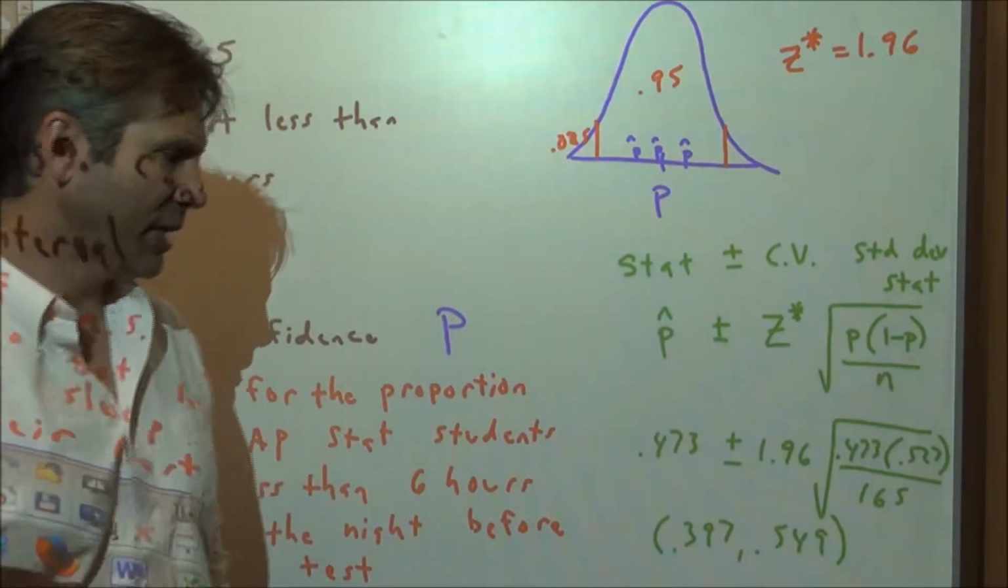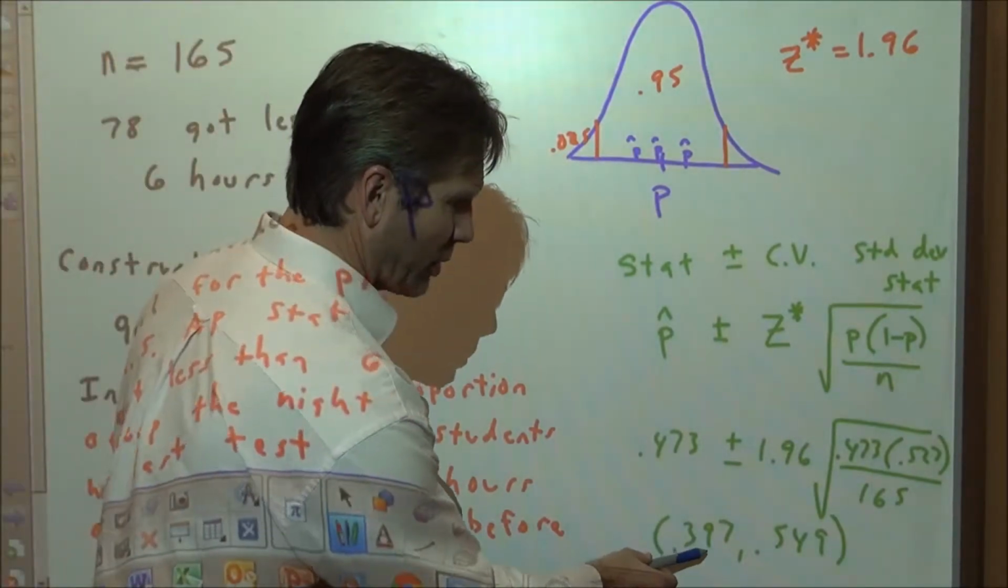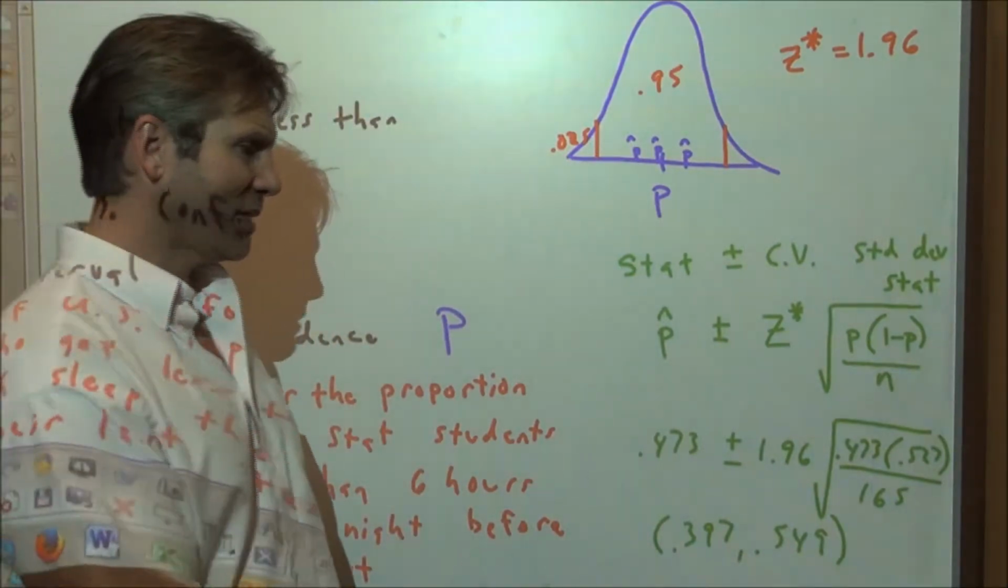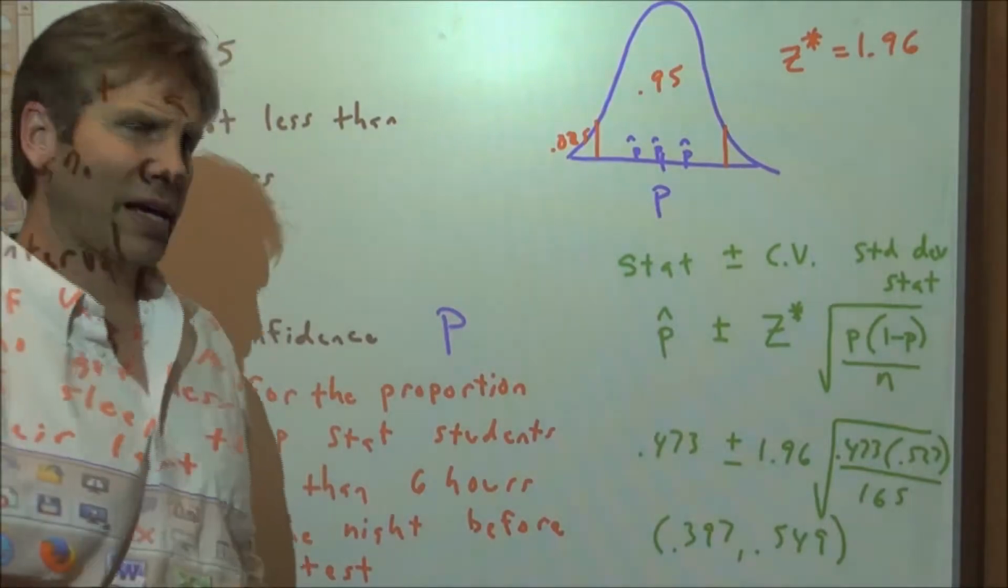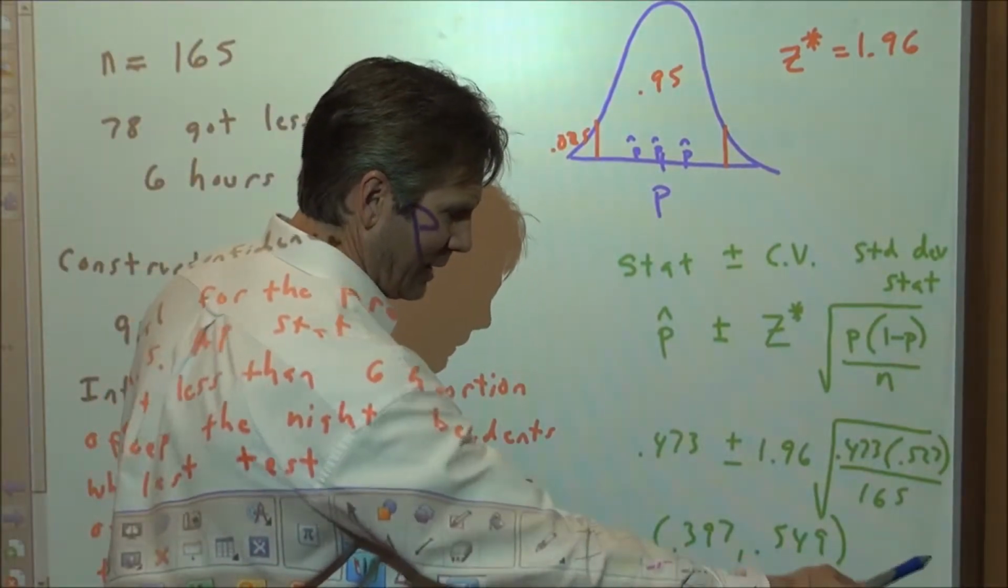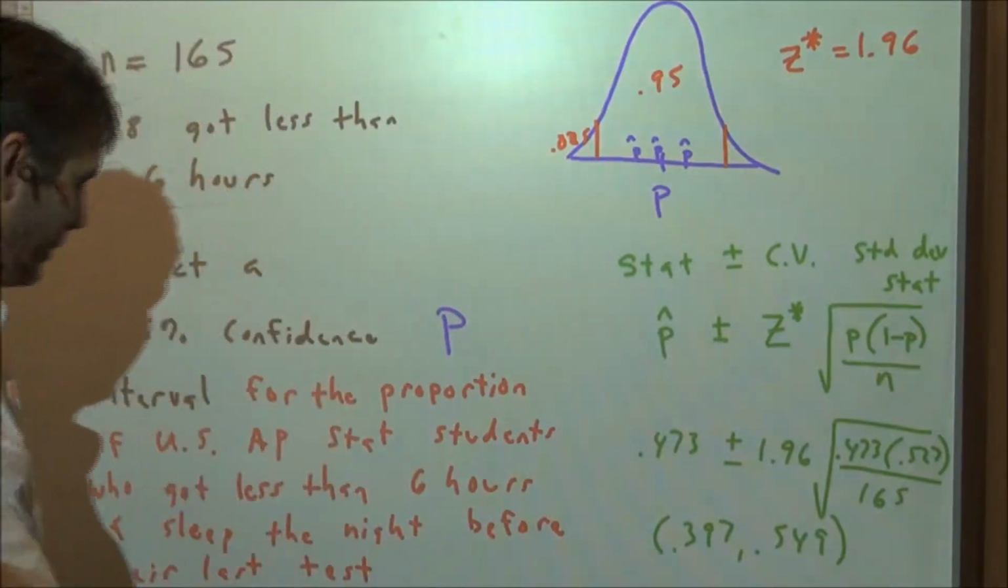We're 95% confident that the true proportion of all USA AP statistics students who got less than 6 hours of sleep the night before their last exam is somewhere between about 39.7% and about 54.9%.